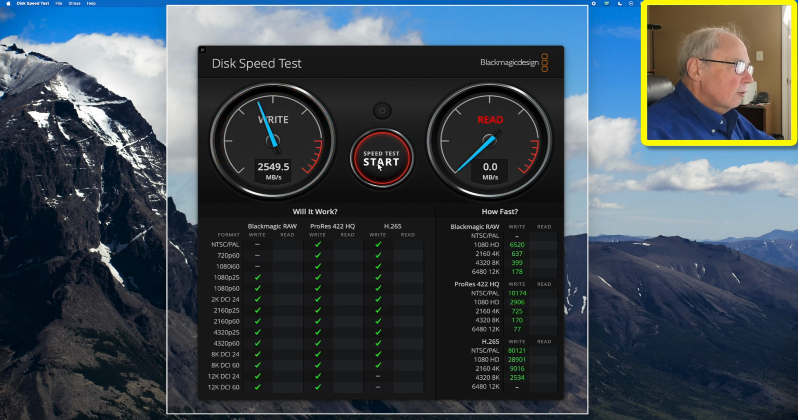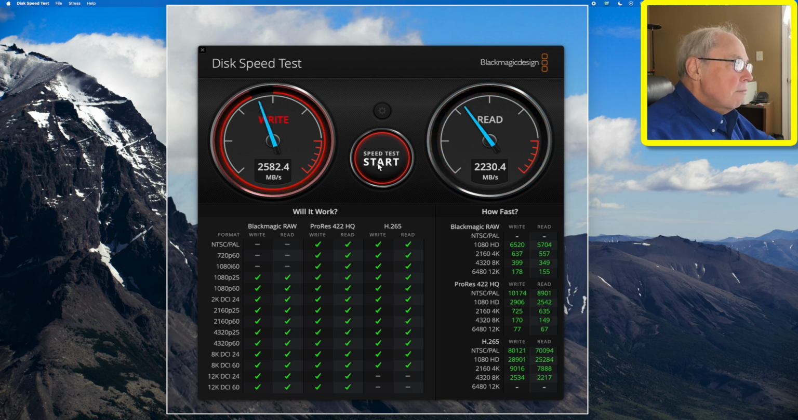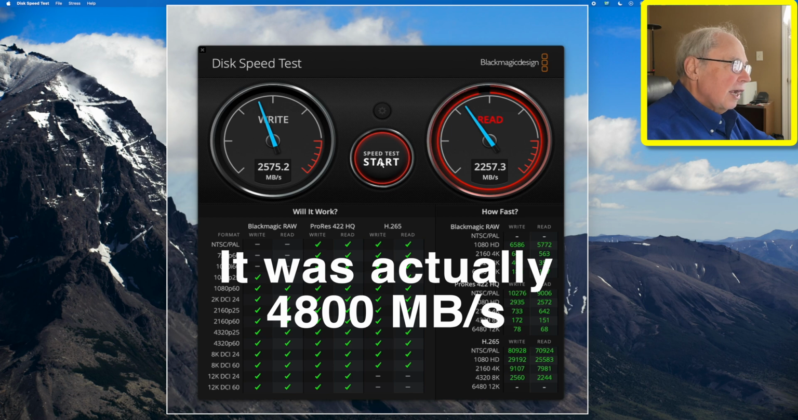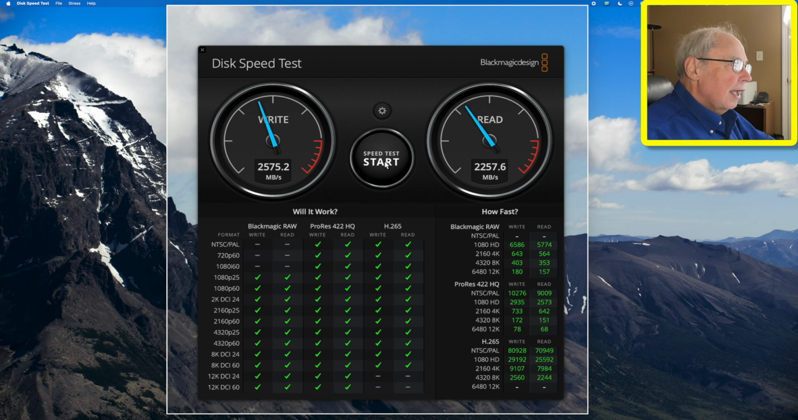Now, I will point out that this is a very good speed. In fact, I'm very happy with it. But the advertisement on Amazon and also the packaging on the drive said that the speeds were up to 4,000 megabytes per second. And I grant that says up to and not guaranteed. But, you know, there's a significant difference between 2500 and, call it 2600, we'll round up on the right speed, and 4000 on the advertisement. But, as I say, I'm very, very happy with 2575 for the write and 2257 for the read.